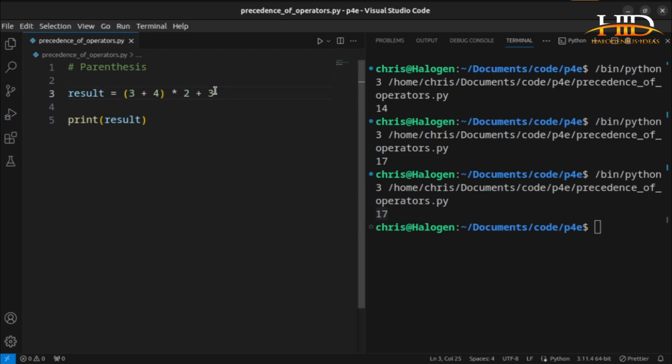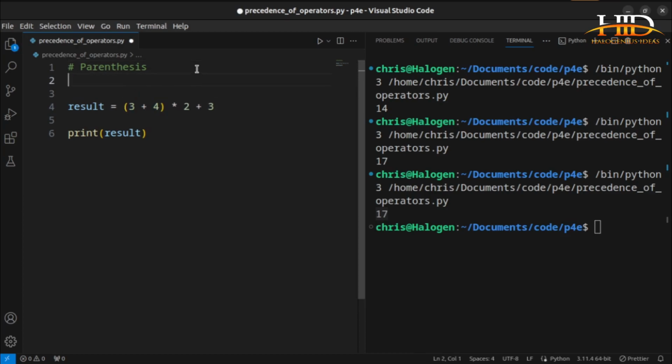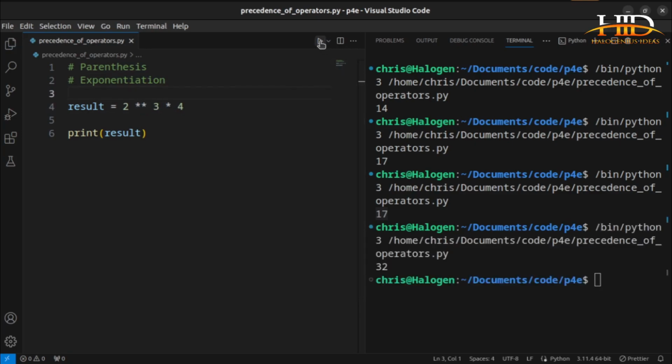The next one is exponentiation. After parentheses, we have exponentiation. So how can we try this out? Let's say 2 exponent 3 then multiplied by 4. Exponentiation comes before multiplication. If I run this statement, I'm getting 32. The reason is because 2 raised to the power of 3 is 8, and 8 times 4 is 32.